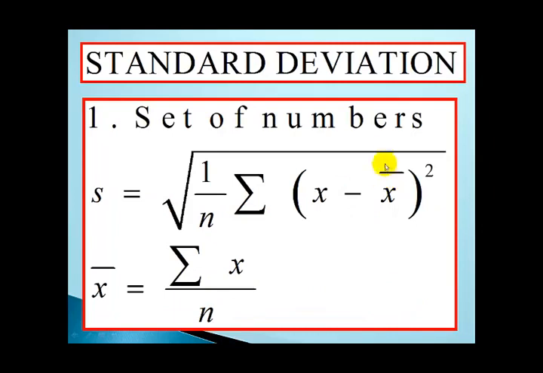Now we have what we call the standard deviation. We have the standard deviation of a set of numbers, and it's given by s equals the root of 1 over n, summation of x minus x bar all square, where the x bar is the mean. That is summation of x over n. Now let's take an example and see how best we can solve the example.